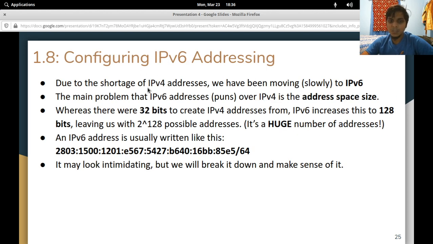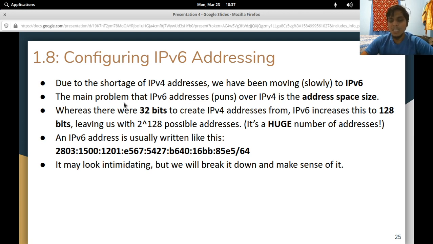So due to the shortage of IPv4 addresses, we have been moving slowly to IPv6. In an ideal world, we should have been on IPv6 10, 15, 20 years ago. As soon as we saw that people were taking up internet services as quickly as they were, and as soon as we saw that people were running out of IPv4 space, we should have just cut it off and switched to IPv6 immediately. But we didn't. People just kind of stretched IPv4 as long as they could with a bunch of different features, I guess.